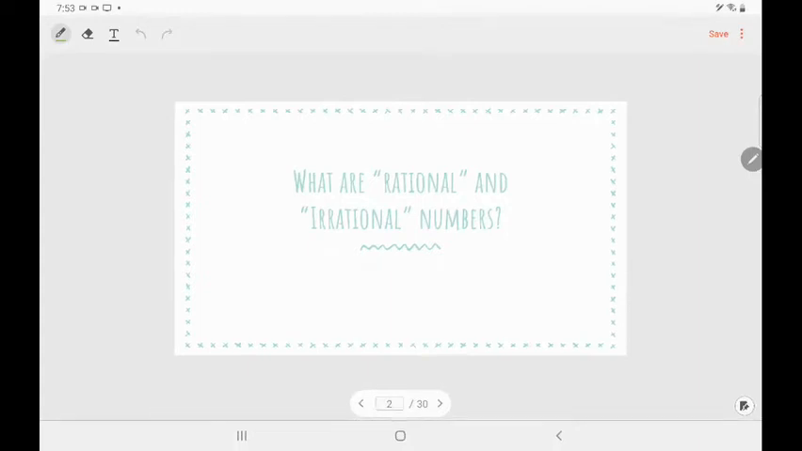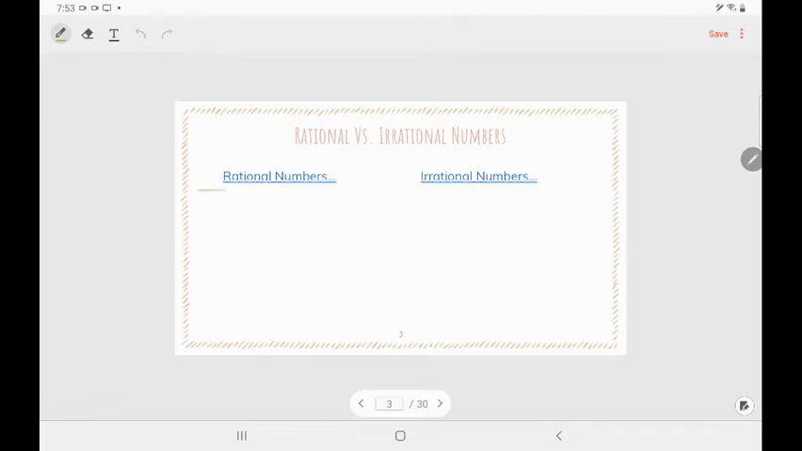This lesson is going to cover the difference between rational and irrational numbers. So let's go ahead and look at some definitions. Rational numbers are numbers that can be written as a fraction.